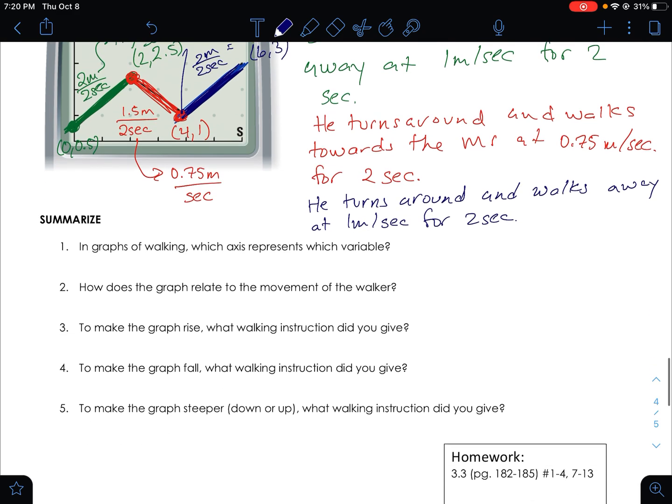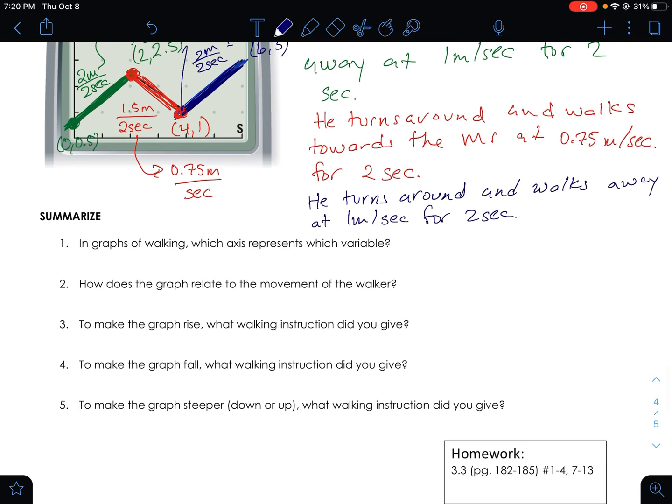Now, to summarize what we have talked about today, because there was a lot in here, there are some key things that you need to take away. First off, in graphs of walking, which axis represents which variables? The x-axis is going to represent your time. The y-axis is going to represent your distance. That's how it's going to be every time you deal with this type of problem.